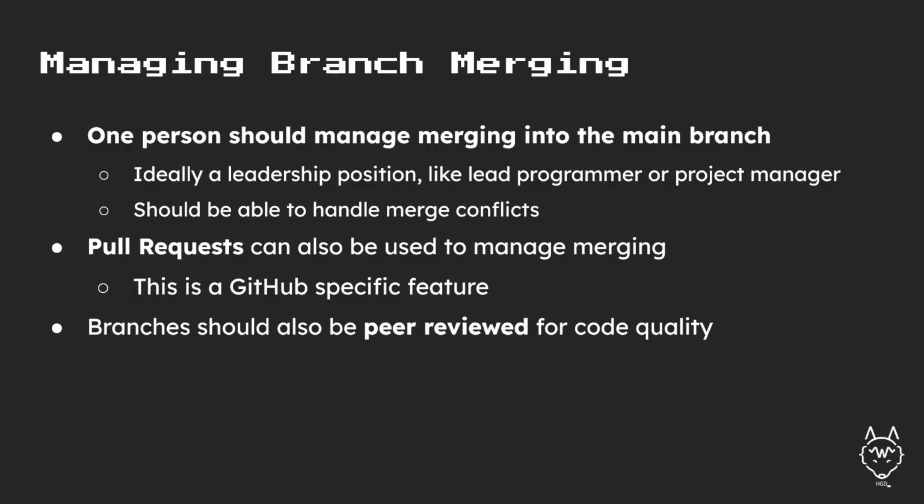When it comes to merging or rebasing, ideally one person should be in charge of merging into the main branch. Ideally, this is a leadership position like the team manager, lead programmer, project manager. These guys should be knowledgeable enough to handle merge conflicts if they show up. You can also use pull requests to manage merging. This is very specific to GitHub. If you're using another hosting provider like GitLab or some other non-Git version control, your mileage may vary.